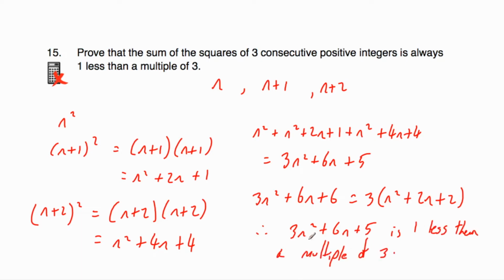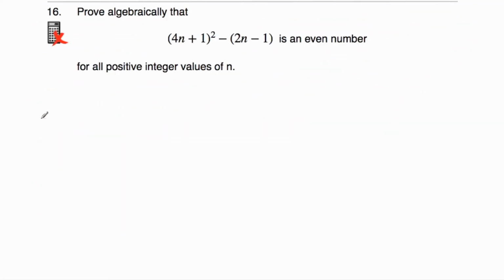So just written down, therefore, 3n squared plus 6n plus 5 is 1 less than a multiple of 3. Okay, let's have a look at our next question, question number 16. Question number 16 says, prove algebraically that (4n plus 1) squared minus (2n minus 1) is an even number for all positive integer values of n.